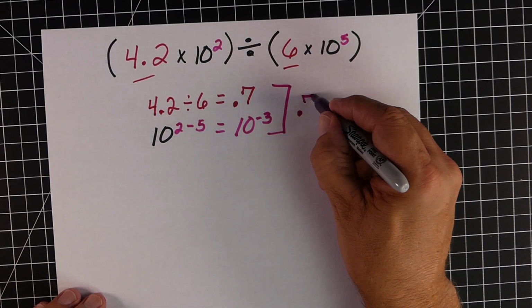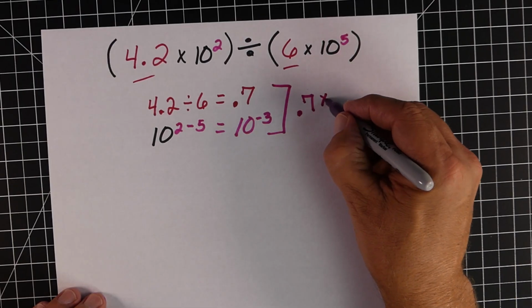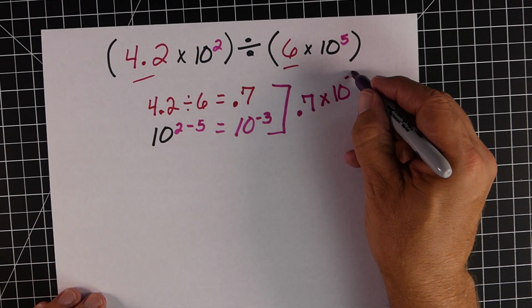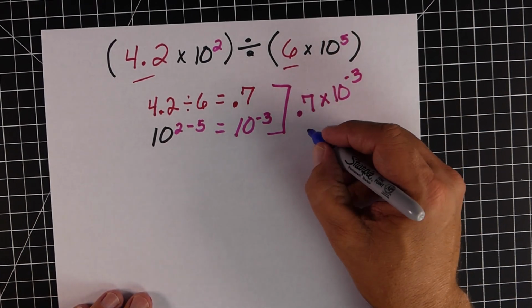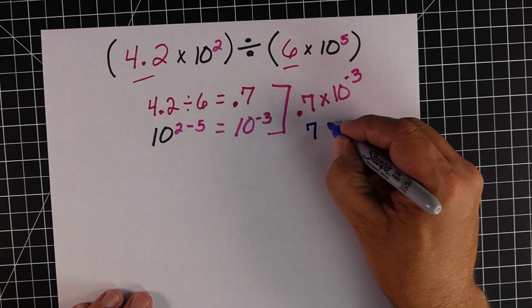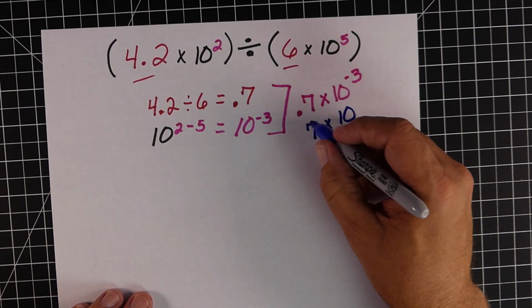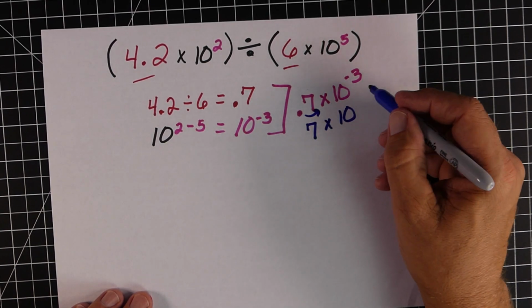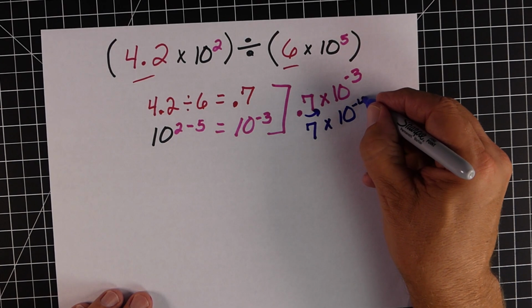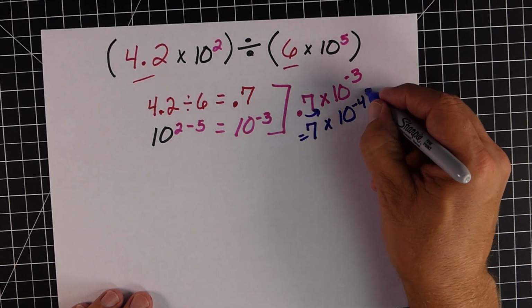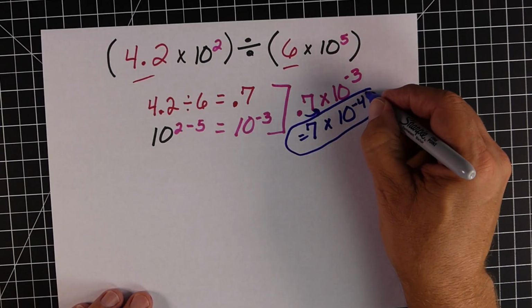Let's combine these. We have 0.7 times 10 to the -3rd. Well, if you remember, again, we have to have a number that's 1 or larger. So the 0.7, we're going to make it a 7, but because we moved it 1 time to the right, our exponent is going to go from a -3 to a -4. So we're looking at 7 times 10 to the -4th.